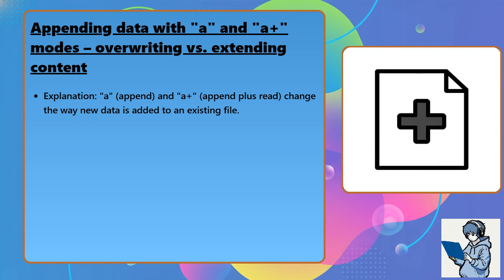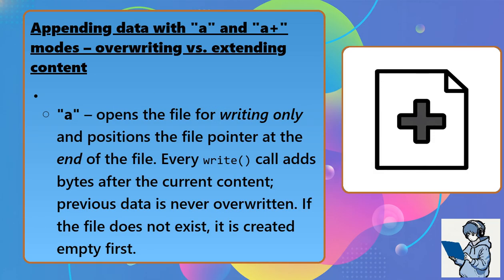A, which stands for append, and a+, which stands for append plus read, change the way new data is added to an existing file. A opens the file for writing only and positions the file pointer at the end of the file. Every write call adds bytes after the current content. Previous data is never overwritten. If the file does not exist, it is created empty first.